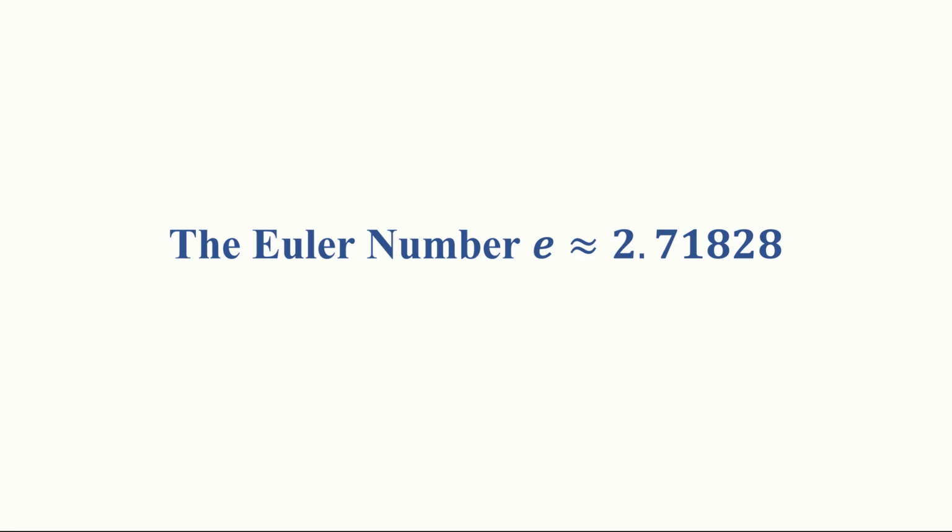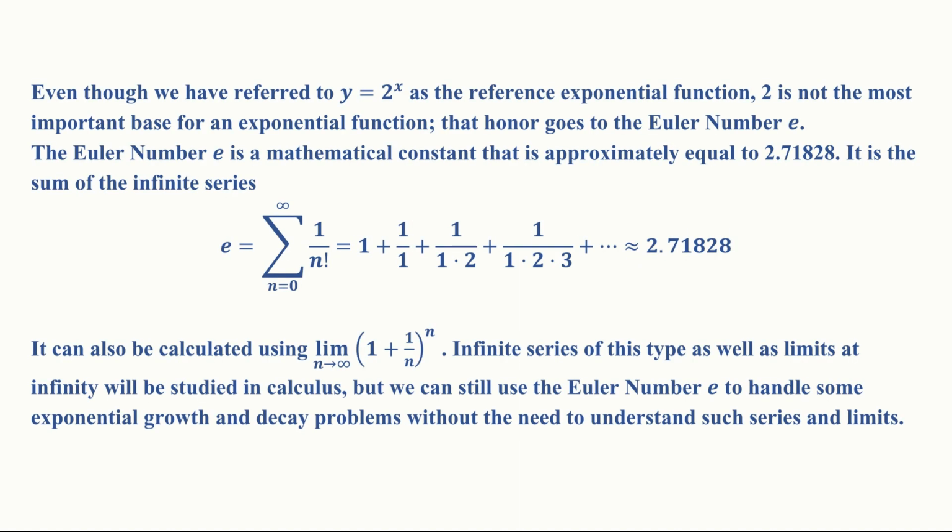All right. Next, we want to talk about an extremely important number in mathematics, finance, and many sciences called the Euler number, whose value is approximately 2.7, and it's attributed to the brilliant Swiss mathematician Leonhard Euler. Even though we have referred to y equals 2 to the x as the reference exponential function, 2 is actually not the most important base for an exponential function. That honor goes to the Euler number e.